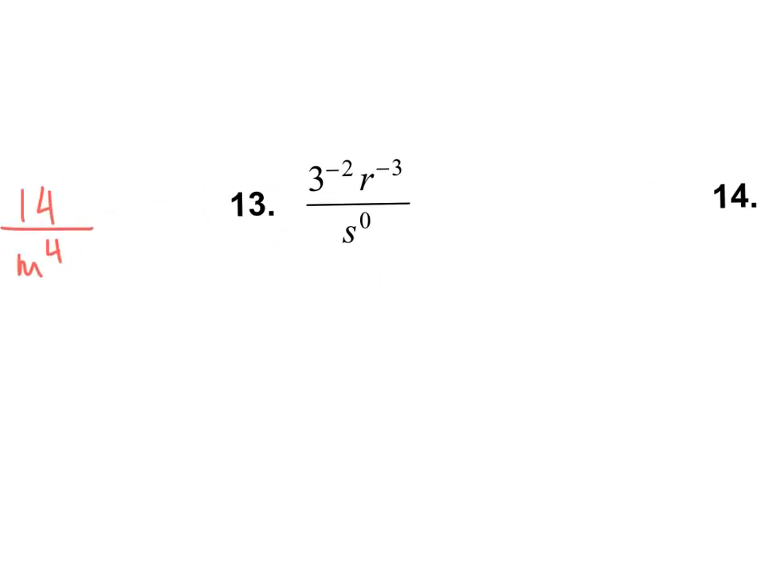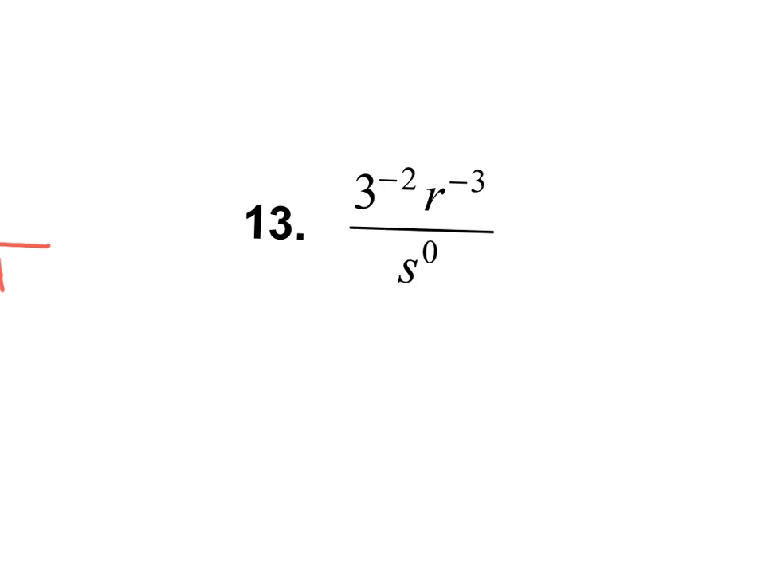Let's look at 13. This time I see a fraction already made. And I see that I do have a coefficient of 3 with a negative exponent. So remember that coefficient of 3 to the negative 2 is going to flip down to the bottom as 3 to the positive 2. R to the negative 3 that was on top is going to flip down to the bottom as r to the positive 3. S to the 0, that's just going to cancel out because that's 1. And then remember, anytime I am left with just stuff on bottom of a fraction, I need to put a 1 as a placeholder up on top.